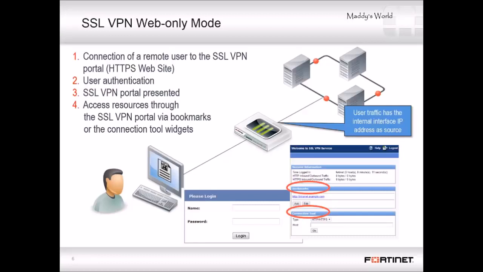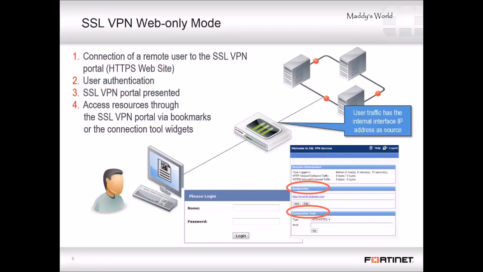However, web-only mode has two main disadvantages. First, all interaction with the internal network must be done only from the browser. External network applications running on the user's PC cannot send data across the VPN. Second, a limited number of protocols are supported, such as HTTP, HTTPS, FTP, RDP, SMB CIFS, SSH, Telnet, VNC, and Ping.